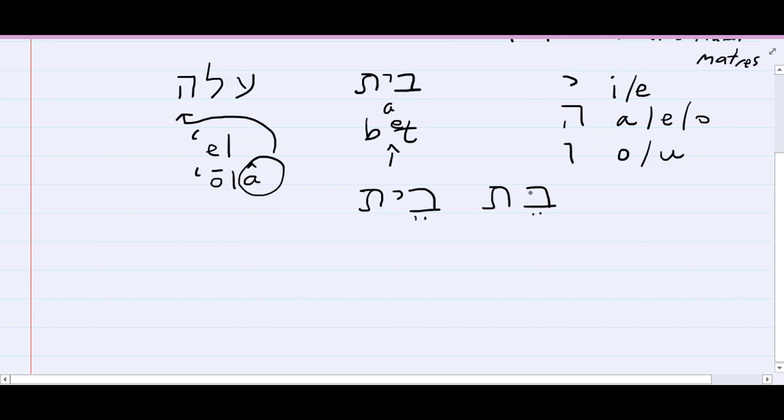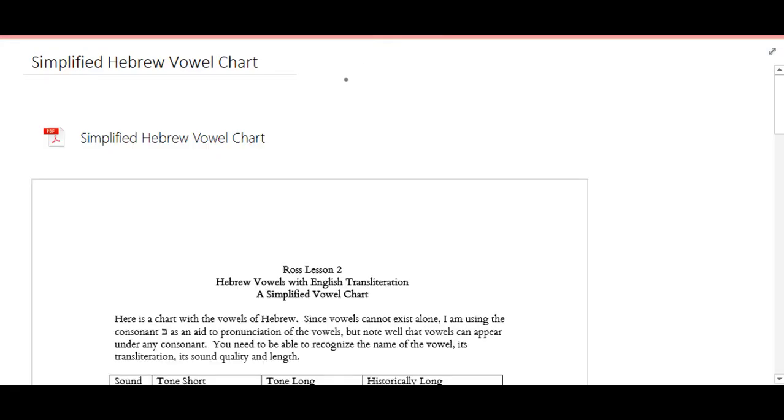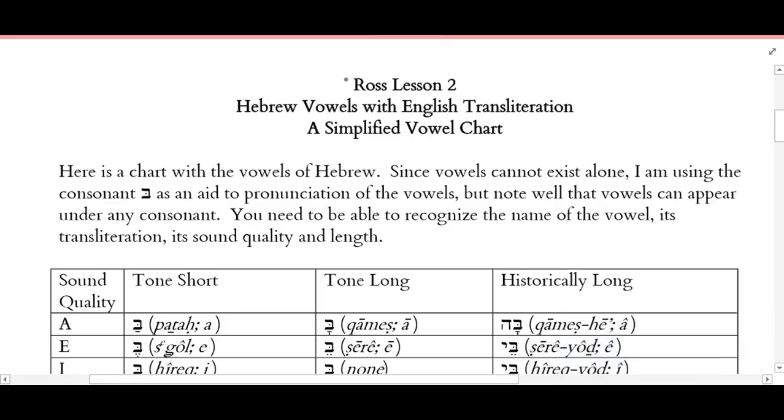In the next section, what I'm going to do is walk you through the different vowels for the Hebrew Bible, and we will take a look at my handout here. Just advance to the next video and we'll walk through this handout.